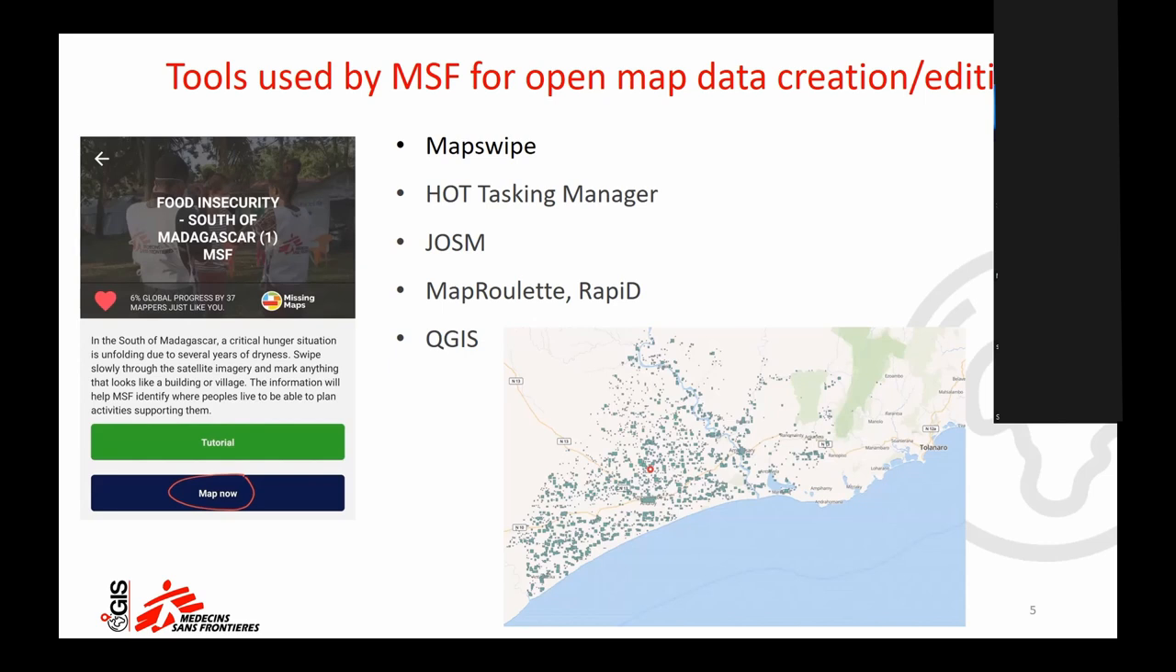The iD editor is actually integrated in this platform, within the same window in the browser. Then we use JOSM, that's for more advanced mapping, and it's more powerful. And other editors like MapRoulette, especially for points of interest, and RapiD with the use of AI presets of data. And QGIS, and I forgot to put here also the KoBo toolbox, which is used by our field teams for mobile data collection.